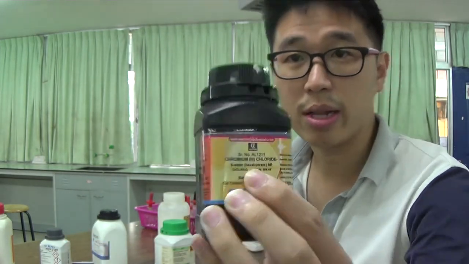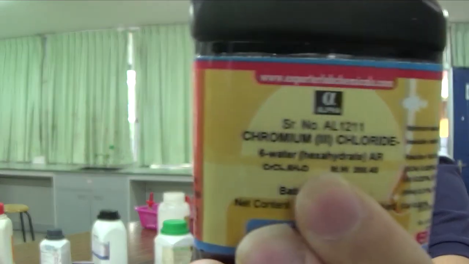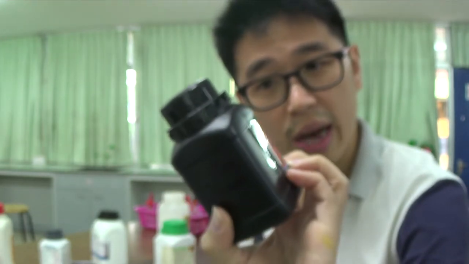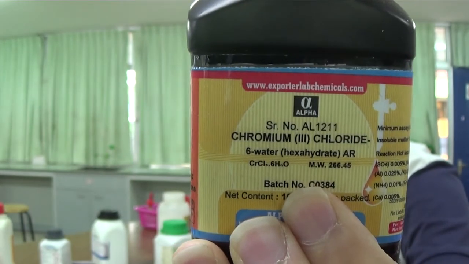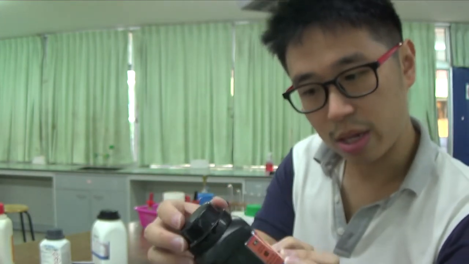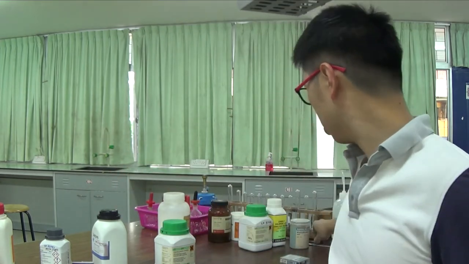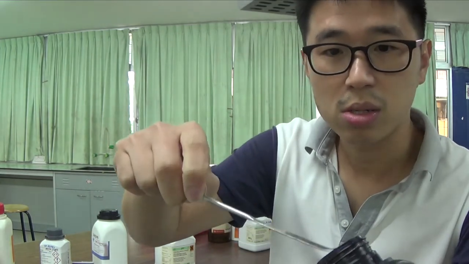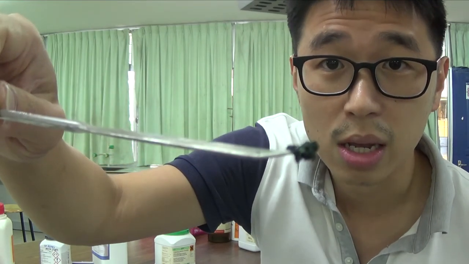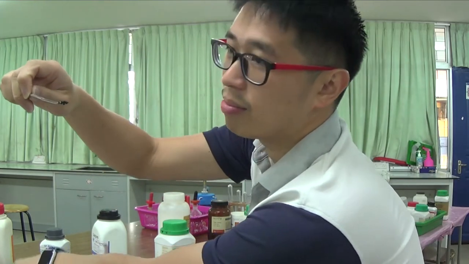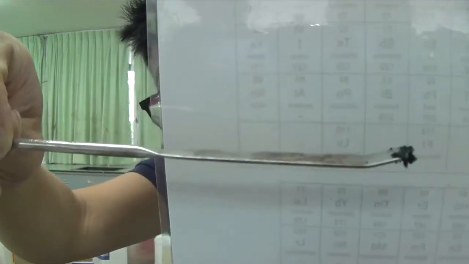Just want to show you very quickly, this is chromium(III) chloride, so CrCl3, and it's a hydrate as well. It's a hexahydrate, so .6H2O, and the molecular weight is given there. Of course, you don't need to know this molecular weight because you can work them out. It's not very clear. Perhaps I can use a spatula to take it out. So this is the color. It's not very clear here, maybe because I have a white background. It looks a bit dark green, okay?